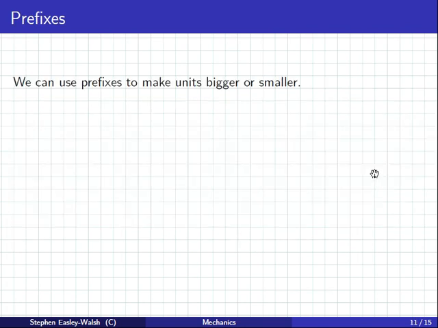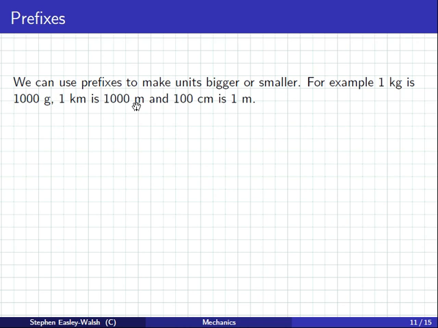Right. Next. Now we can use prefixes to make units bigger or smaller. For example, 1 kilogram is 1,000 grams, right? Or 1 kilometer is 1,000 meters. 100 centimeters is 1 meter. You all know this. The common prefixes we use are, right, so the first one is giga. What letter is used for giga? G.